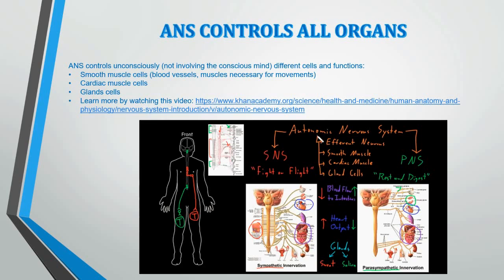And here is where the ANS plays a very important role. As I've mentioned, it is literally the control tower of your body. It controls unconsciously, so not involving your conscious mind, different cells and functions within your body. For example, the smooth muscle cells, or your blood vessels, as well as the muscles that are necessary for moving, cardiac muscle cells, gland cells.